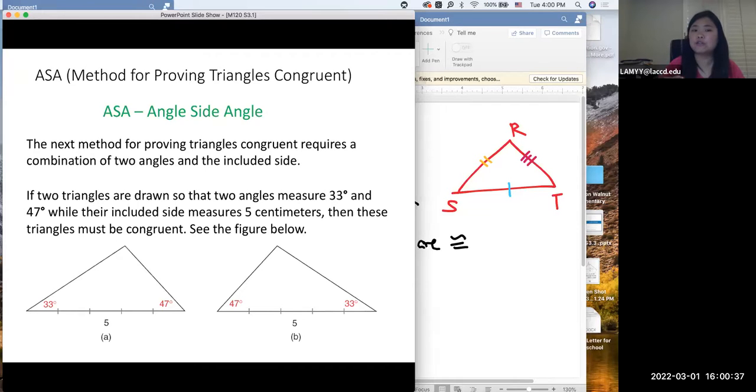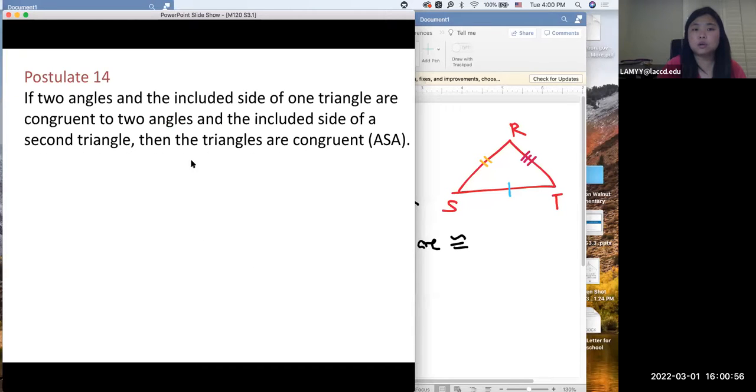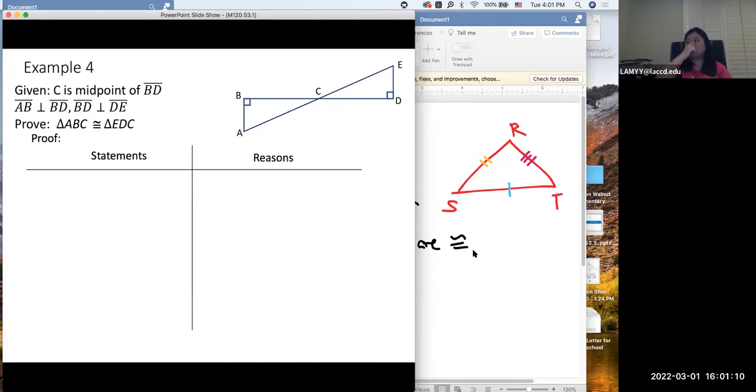Make sure for these, you guys can't skip the side or the angle. You can't do angle, side, and then use a different angle. You can't do that. It has to be consecutive: angle, side, angle, or side, side, side. Another postulate: if two angles and the included side of one triangle are congruent to two angles and the included side of a second triangle, then the triangles are congruent. Again, if and only if. Try this one using ASA, angle, side, angle.